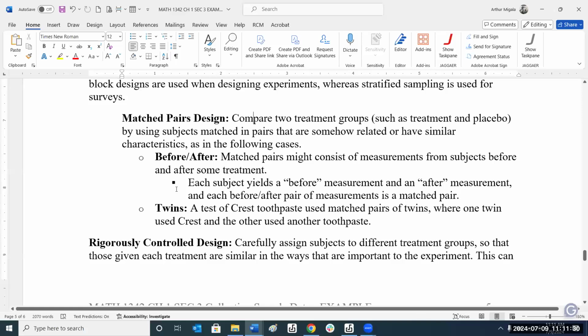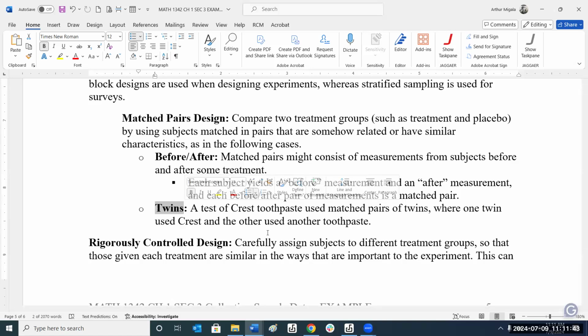Twins. Before and after in twins. I can't tell you the number of experiments that have occurred for twins. It's amazing the similarities between twins. They could be in other parts of the world, and you look at their houses, they're almost identically designed. What they wear, what they eat, almost identical.